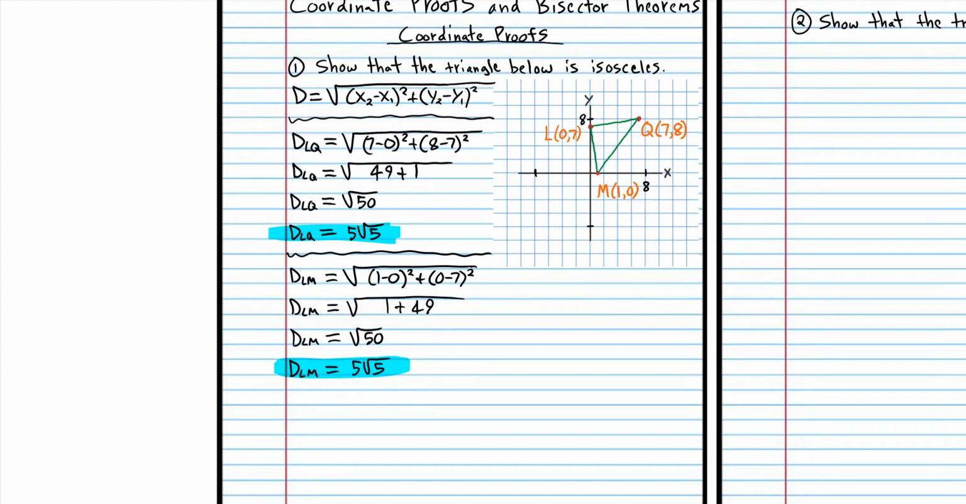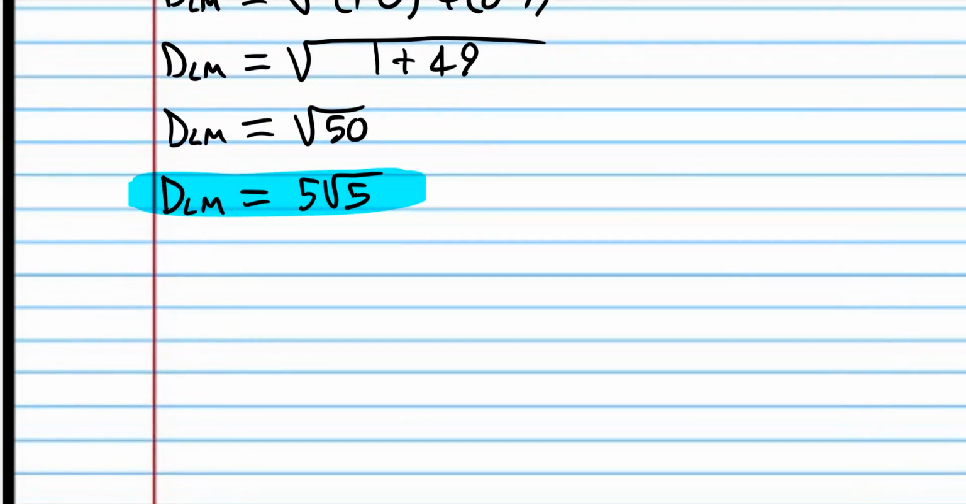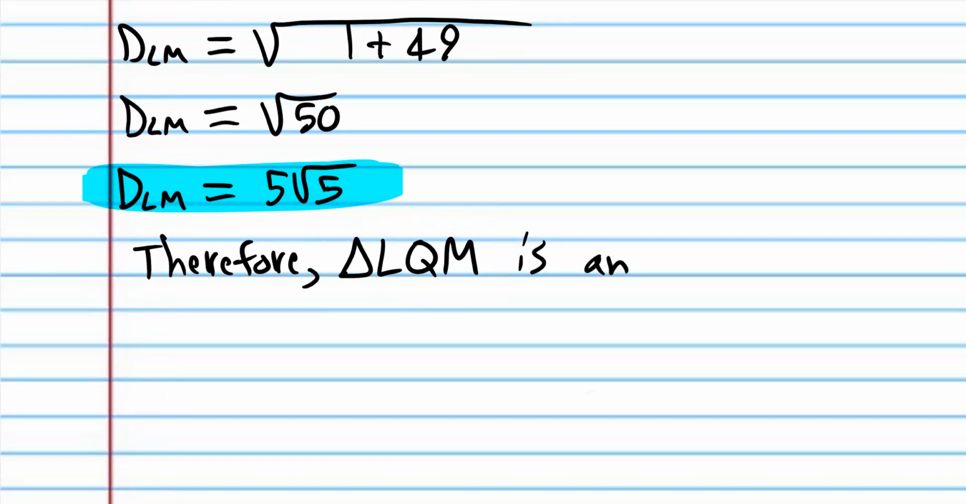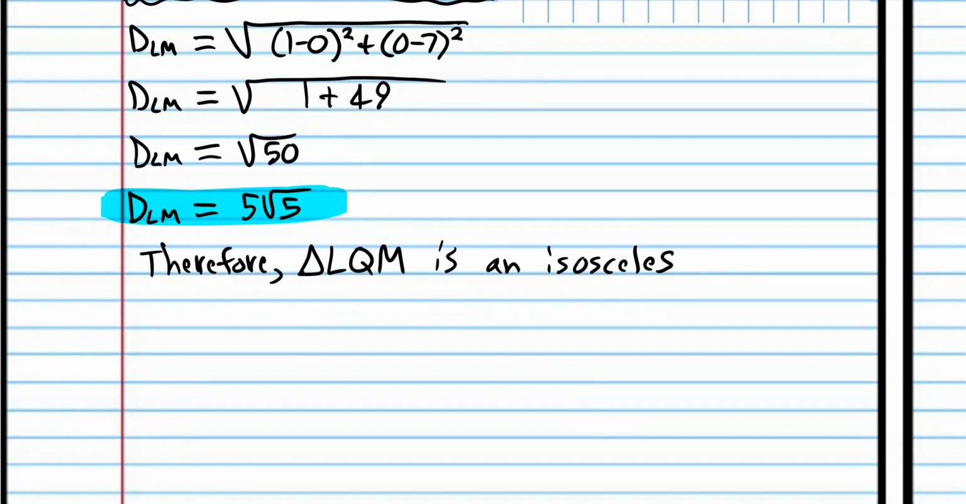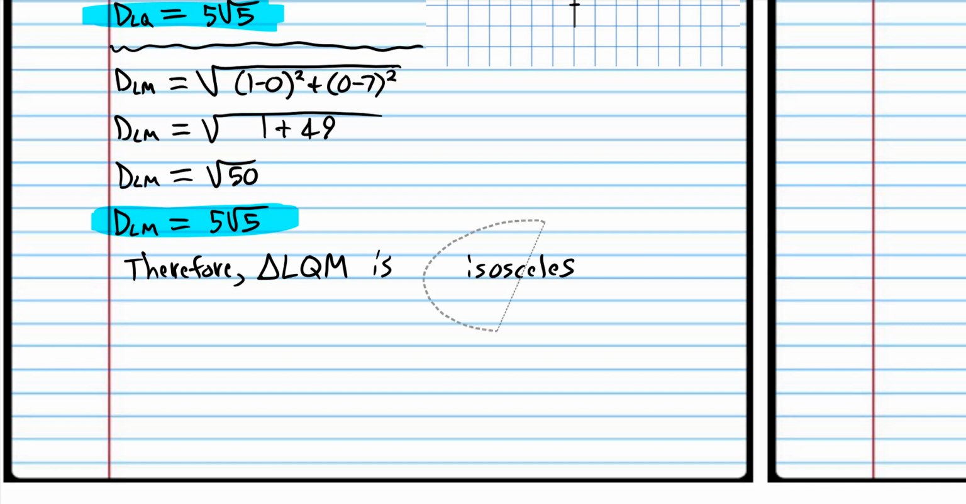Now we have to make some sort of concluding statement. So we're going to say, therefore, triangle LQM, and remember there's 6 different ways to write the letters, whichever way you want to use. Triangle LQM is an isosceles triangle. All right, you can probably just say it is isosceles, actually, just to save time.